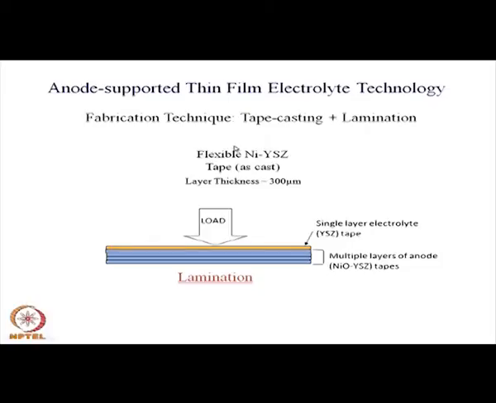So, the flexible nickel YSZ tapes as cast, layer thickness is about 300 microns, so several of them, and then fabrication by tape casting plus lamination, we call the lamination. So, anode supported thin film electrolyte is actually one of the techniques. It is not the only technique by which it can be fabricated, but this is one of the techniques by which the tapes can be formed. So, a single tape casting machine can be used for the same purpose.